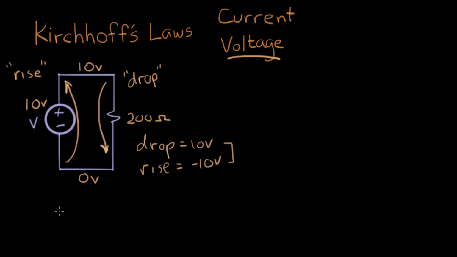So I write a little expression for this, which is V rise minus V drop equals what? Equals 0. I went up 10 volts, back down 10 volts, I end up back at 0 volts. And that's this right here. And this is a form of Kirchhoff's voltage law. It says the voltage rises minus the voltage drops is equal to 0. So if we just plug our actual numbers in here, what we get is 10 minus 10 equals 0.